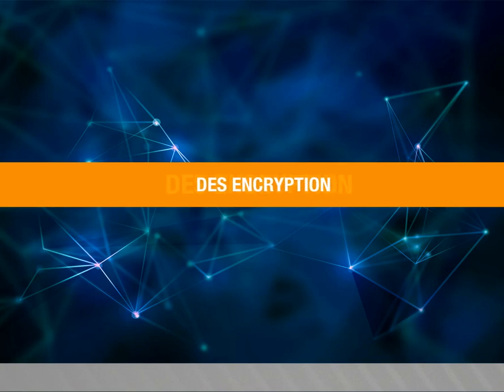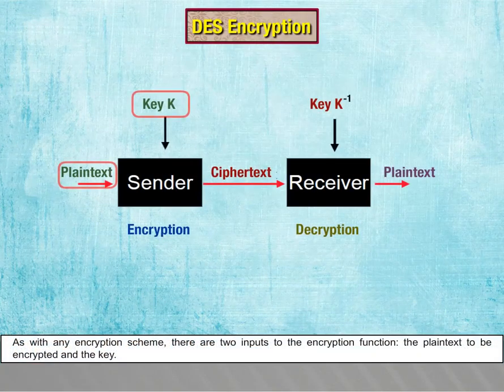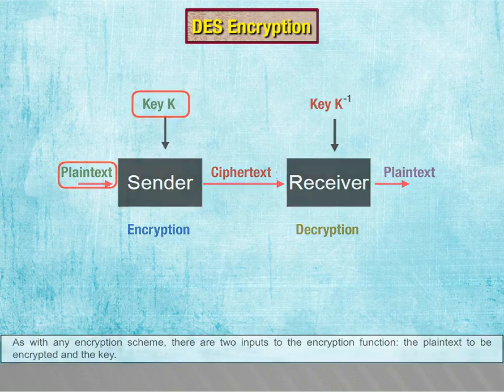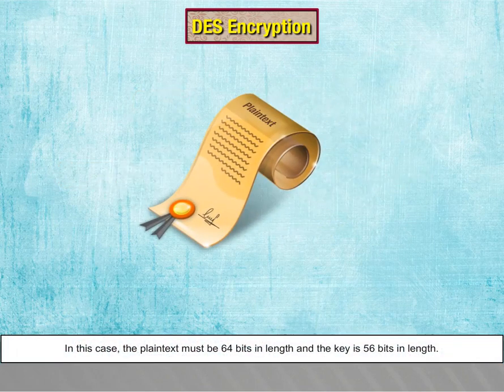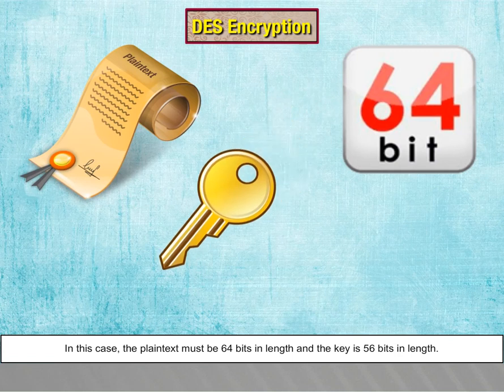DES encryption. In this video, we are going to see about DES encryption. As with any encryption scheme, there are 2 inputs to the encryption function, the plaintext to be encrypted and the key. In this case, the plaintext must be 64 bits in length and the key is 56 bits in length.